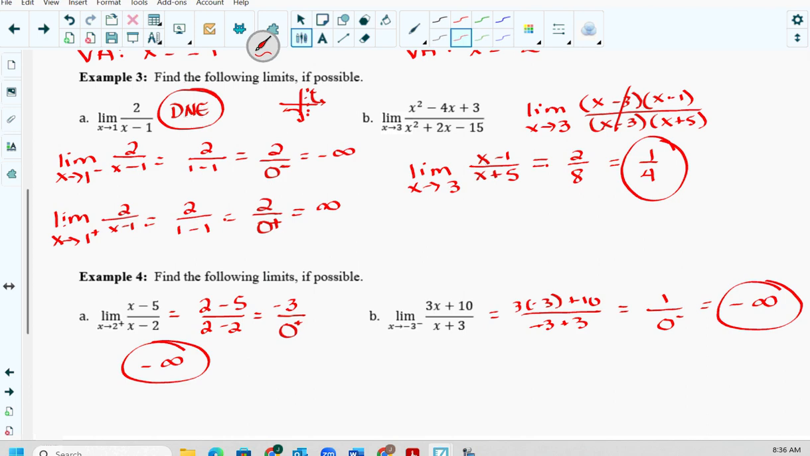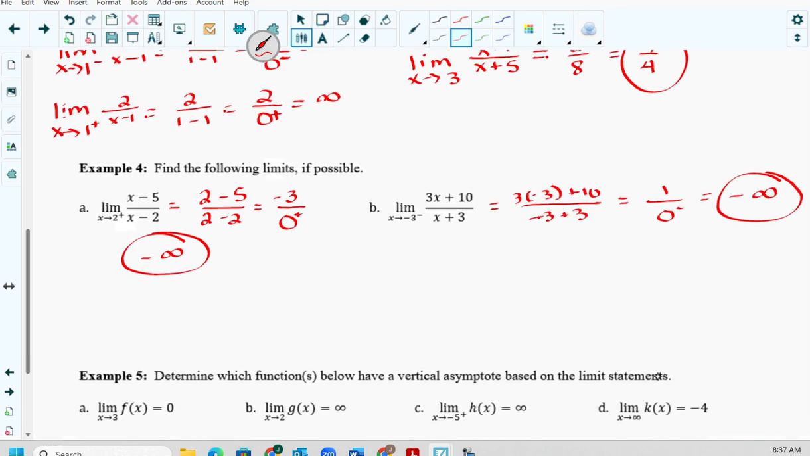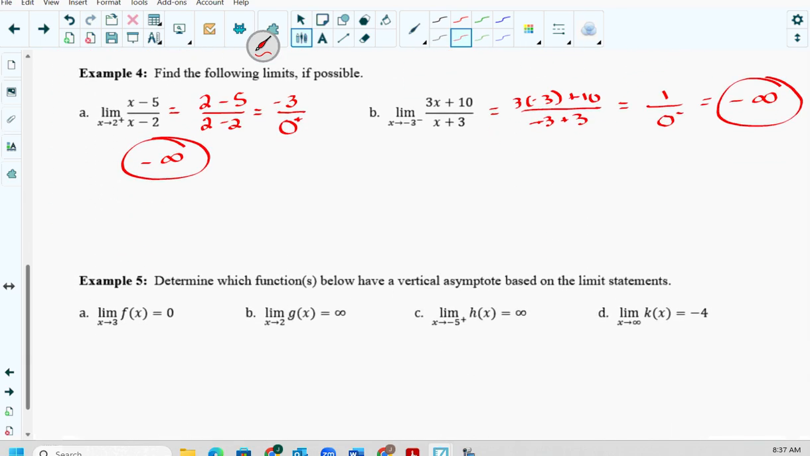Good questions, guys. Please ask these things because I know this is a little different, and I want to make sure you're understanding each step as we go.